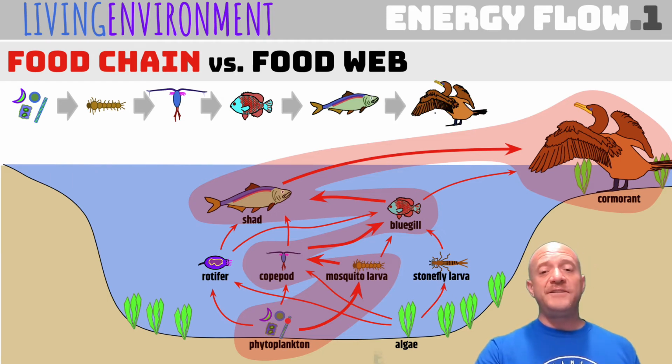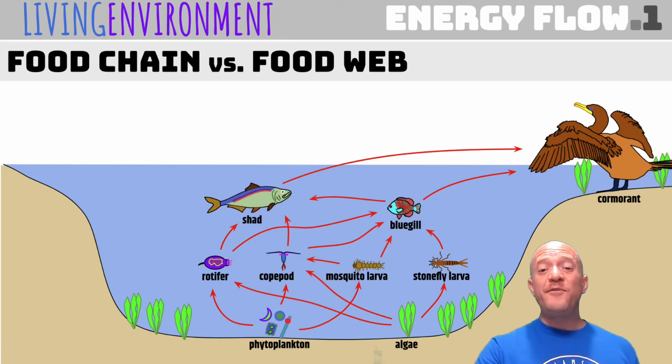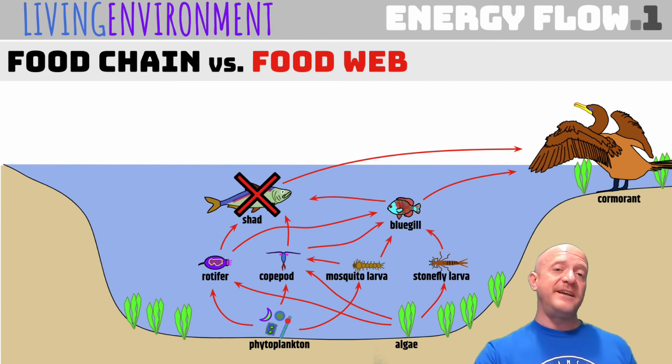Now, not all of these food chains are going to be physically possible because of the amount of energy that's transferred. We'll talk about that later. But a food web is actually a lot more intricate. A food web will tell you what will happen. For example, what if the shad suddenly disappeared from this lake?